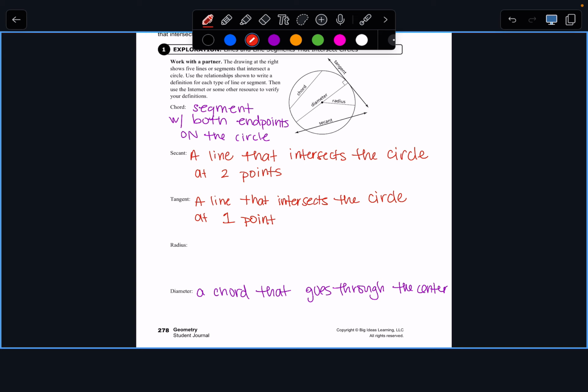Okay. You know what a radius is. A radius is the distance from the middle of the circle. Is it a line or a segment? The segment, with one endpoint at the center and one endpoint on the circle.